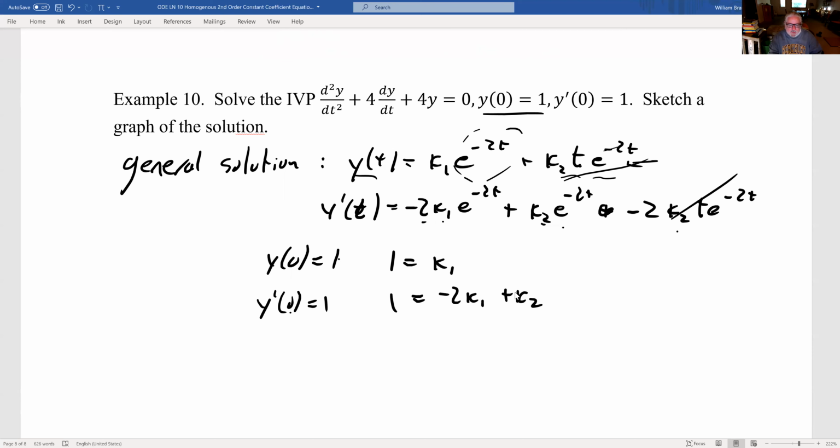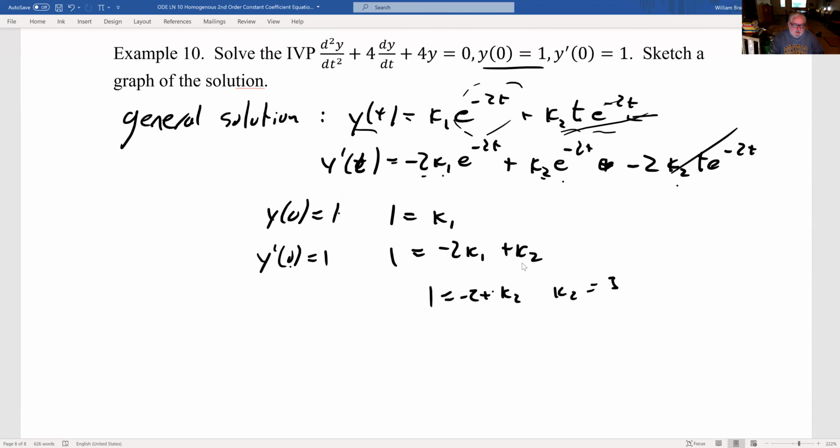So that's what we have. So k1 equals 1. What does that tell us about k2? 1 equals minus 2 plus k2, or k2 equals 3. So the solution of this is going to be y equals e to the minus 2t plus 3t e to the minus 2t, which is 1 plus 3t times e to the minus 2t.